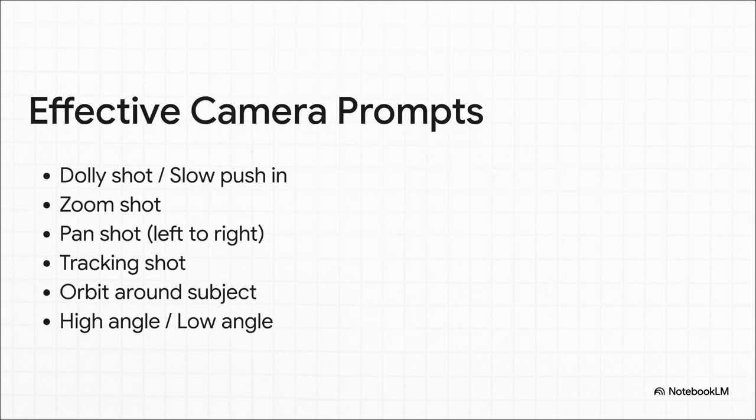The cool thing is, Veo 3 understands standard filmmaking language. So instead of typing "move the camera forward," you would say "dolly shot" or "slow push-in." Want to circle around your character? Just use "orbit around subject." Need a different perspective? Try high angle or low angle. Using these precise professional terms gives you so much more control.